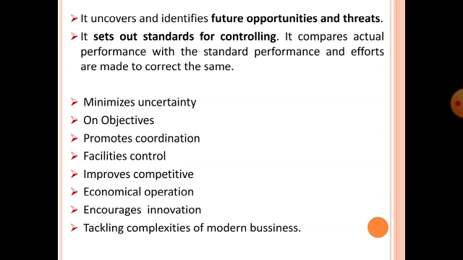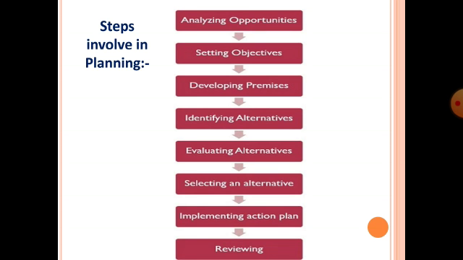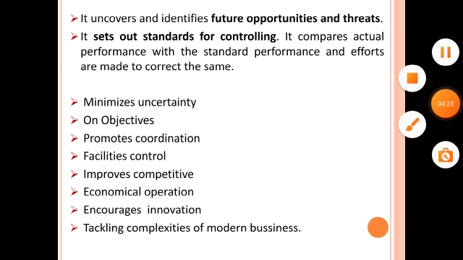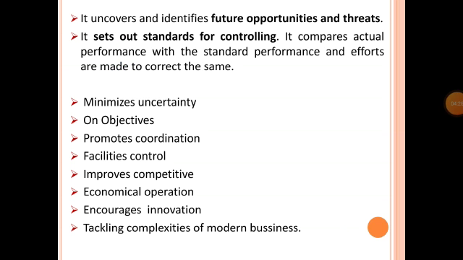Then the next point is objectives. The first step in planning is to fix the objectives. When objectives are clearly fixed, the execution of plans will be facilitated towards these objectives. Okay, then the next point is promoting coordination. It means planning helps to promote coordinated effort on account of predetermined goals. This is the coordination promoted by planning, and its benefit.